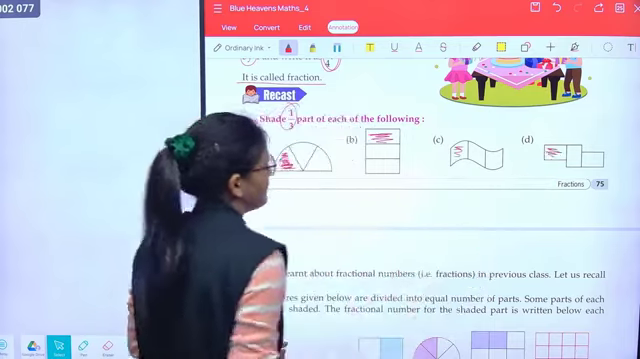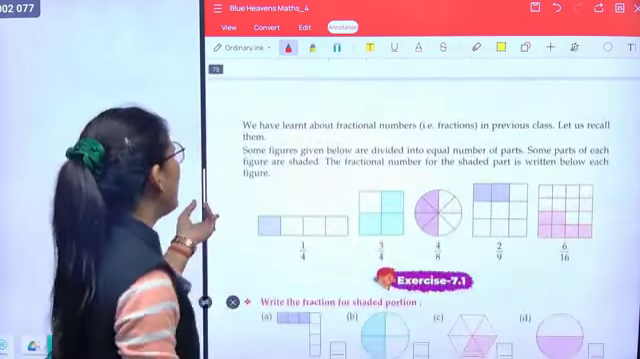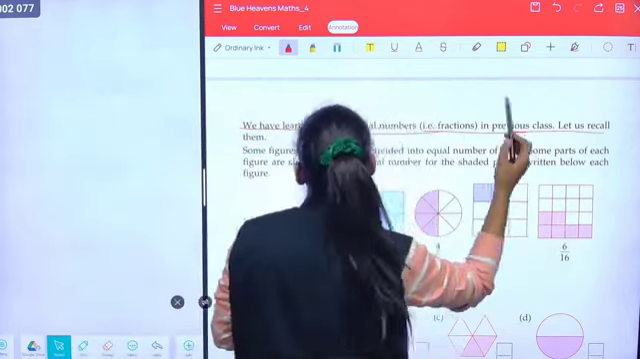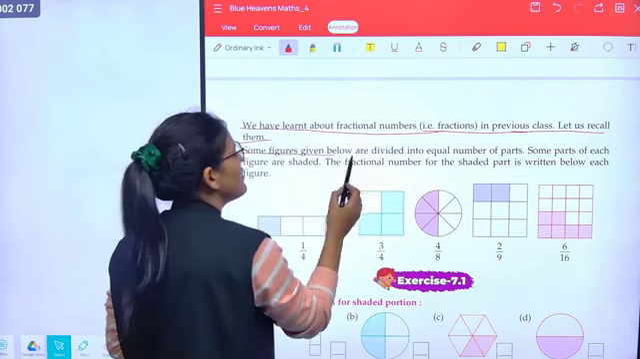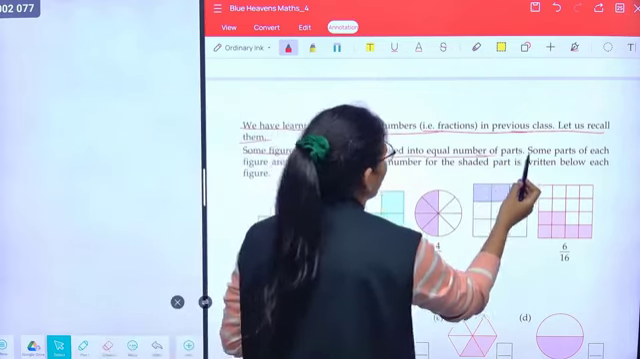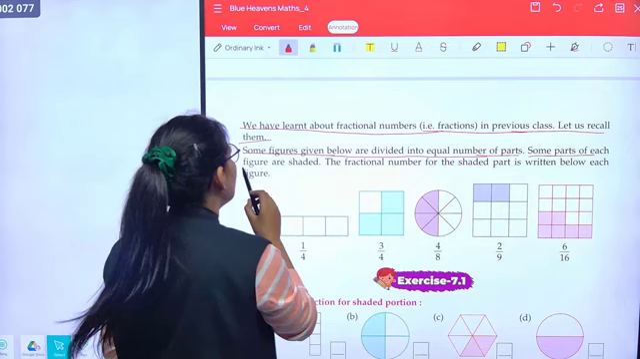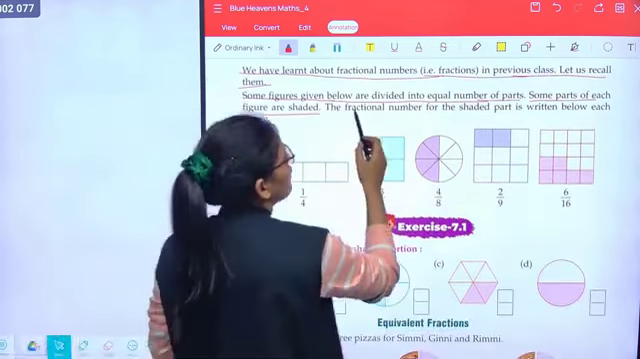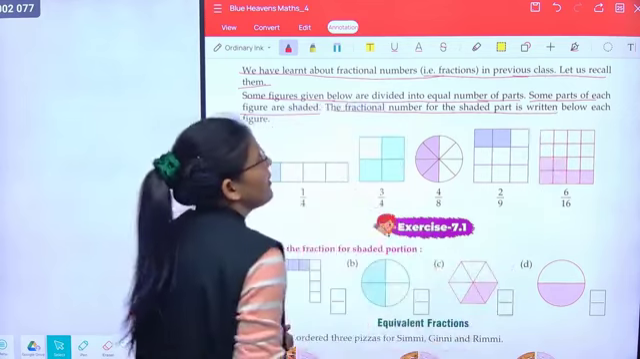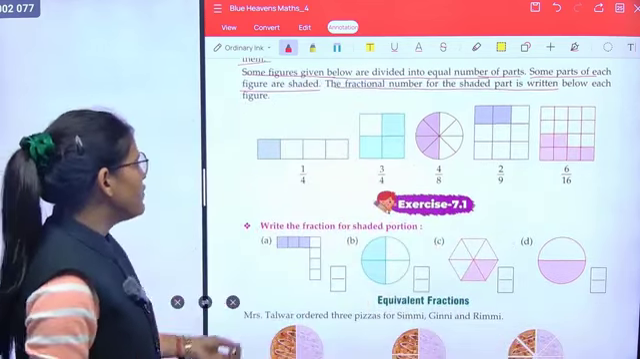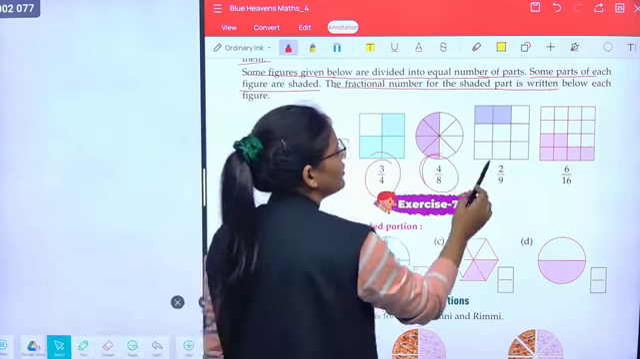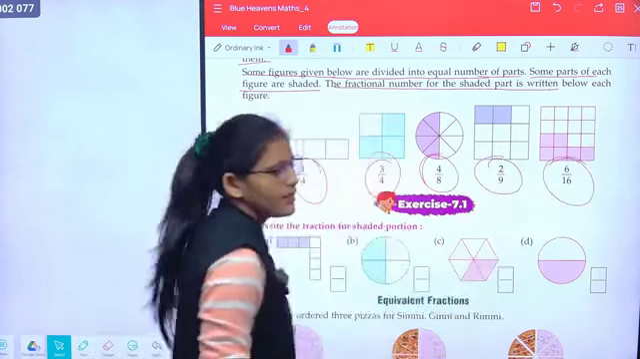Okay, class. Now we have learned about fractional numbers, that is fraction, in the previous class. Let us recall them. Some figures given below are divided into equal numbers of parts. Some parts of each figure are shaded. The fractional number for the shaded part is written below each figure. It is 1/4, 3/4, 4/8, 2/9, 6/16.